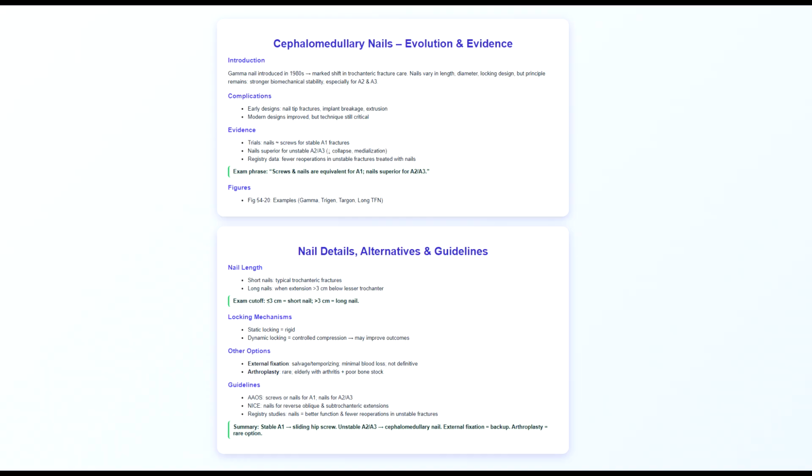In summary, when choosing an implant, base your decision on fracture stability. For stable A1 fractures, sliding hip screws are sufficient. For unstable A2 and A3 patterns, cephalomedullary nails are the implant of choice. External fixation remains a backup option, and arthroplasty is rare but possible in selected elderly patients with joint disease. For exams, this decision-making flow is often tested. Recognize the fracture pattern, identify stability, and match it to the appropriate implant.